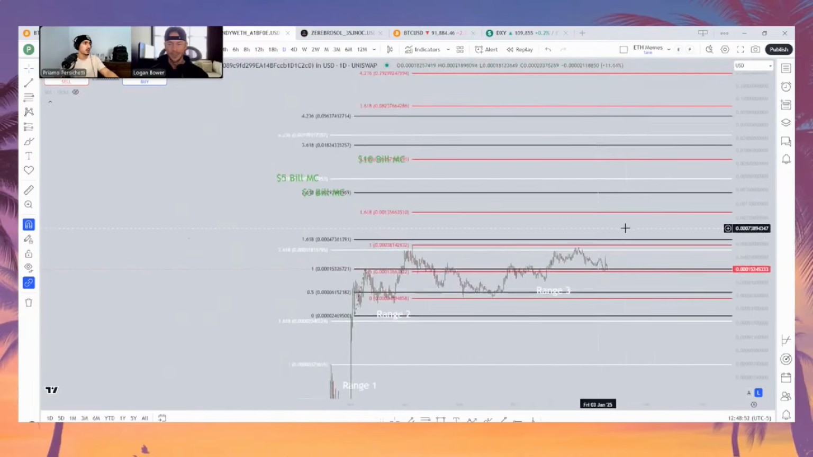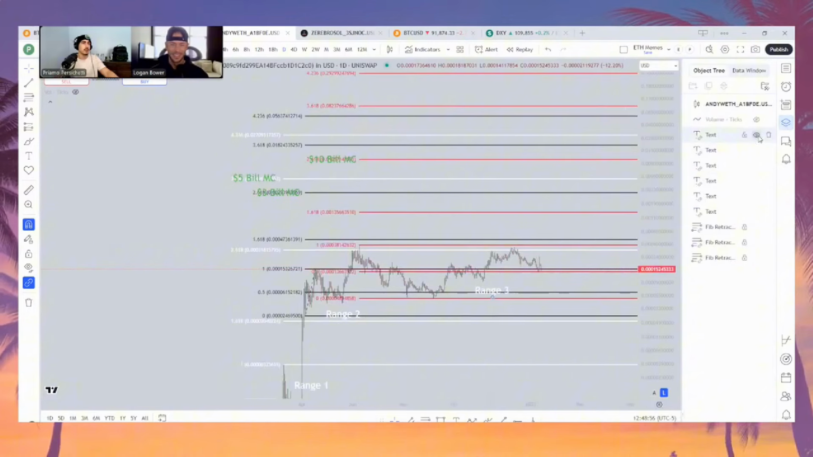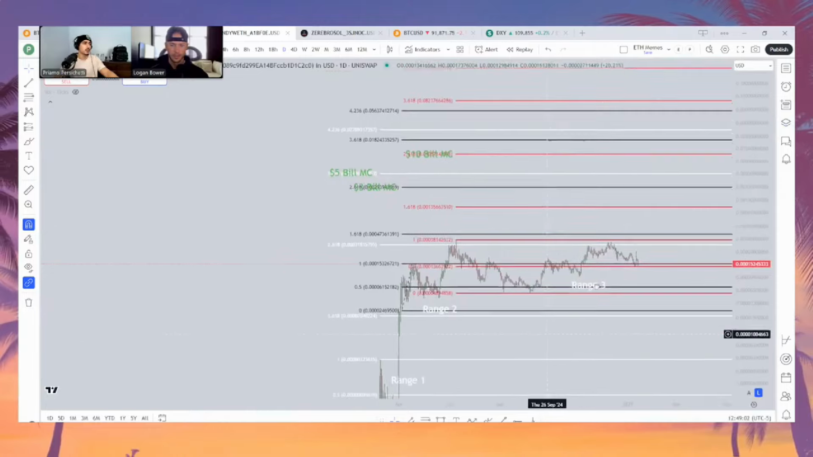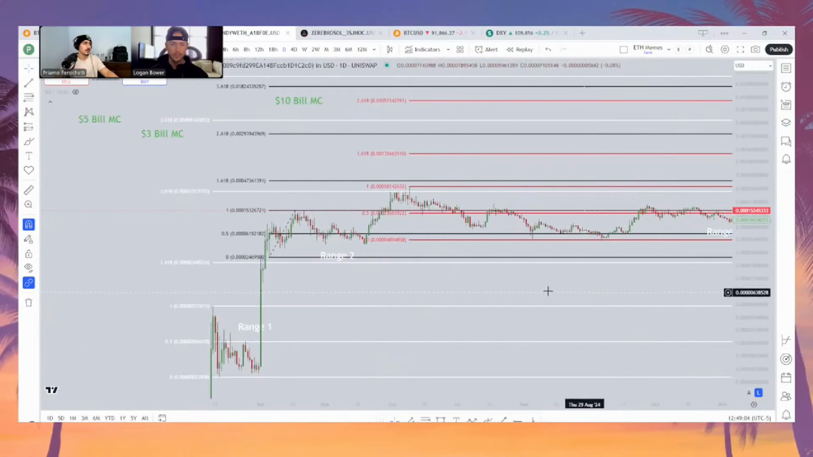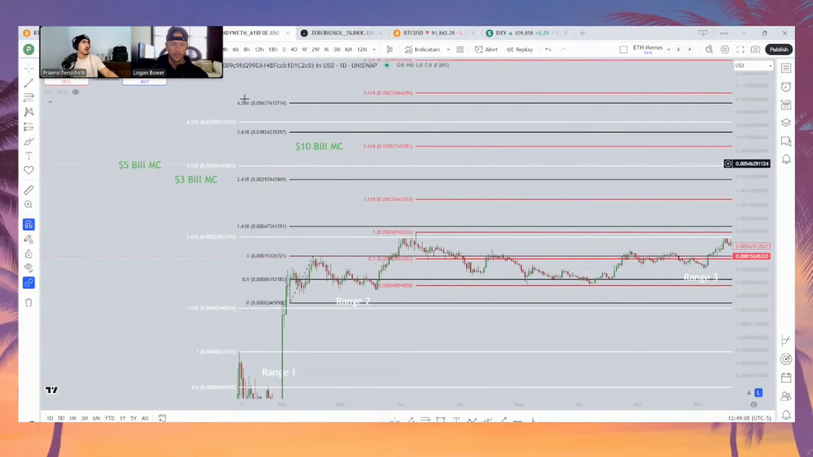Geeking out on this one a little bit. Hold on, let me hide some things here, because I want it to show the range. Hold on. Here, like this. That's better. Okay. So we have a couple of different targets on Andy now.